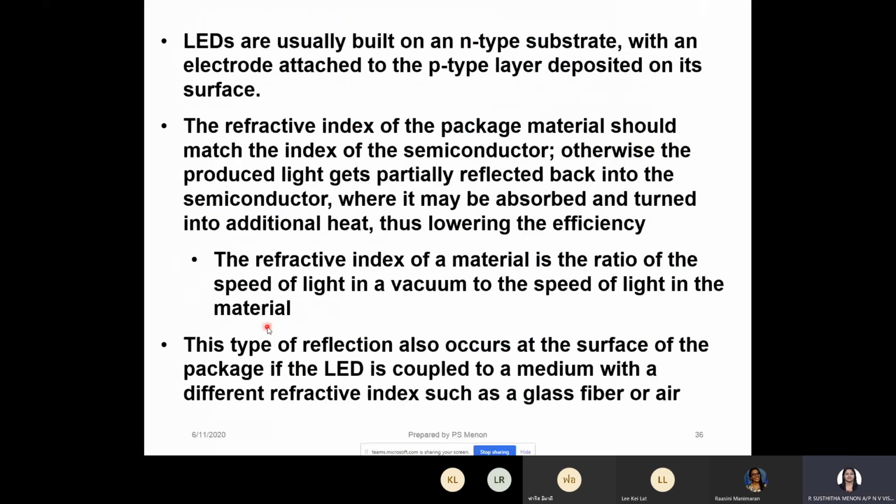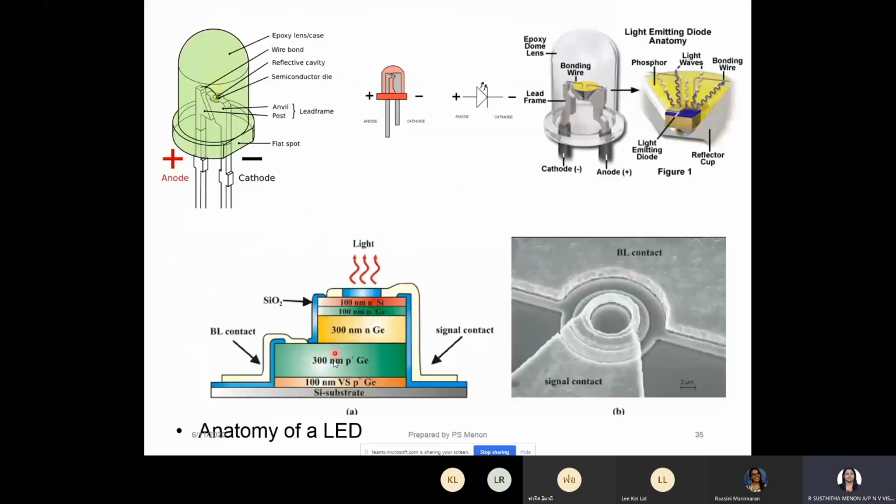Right, so this shows the various layers inside this chip here. If you take a cross section of it, you have the BL contact, a silicon substrate, the P-type germanium, the N-type germanium, and also N-type silicon. Light is emitted out, and then you have the signal contact over here, right? So this is the actual SEM image of an LED. This small chip over here, this is what it looks like. Light is emitted out at the top.